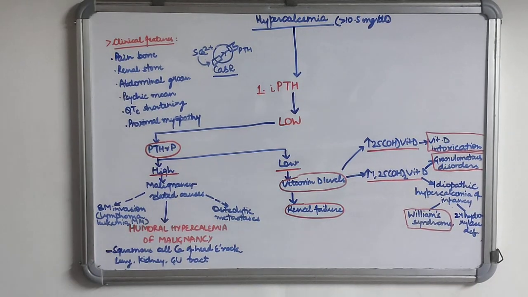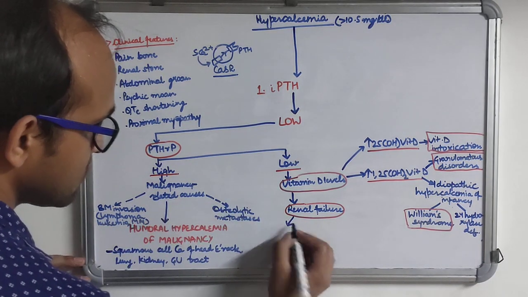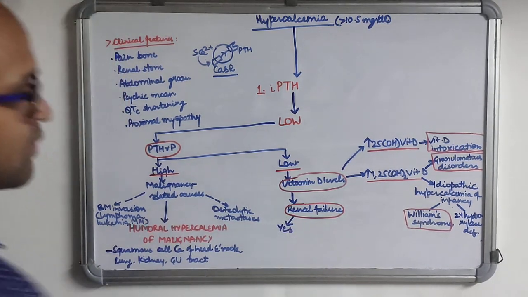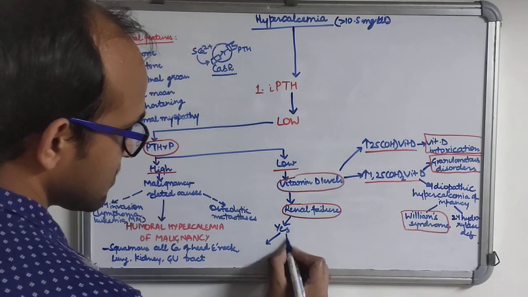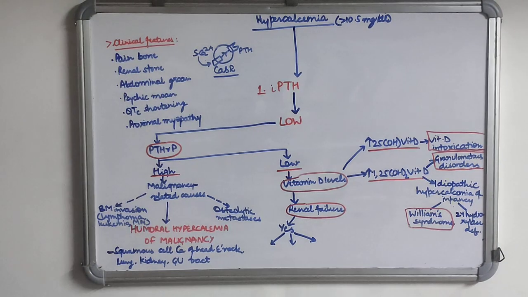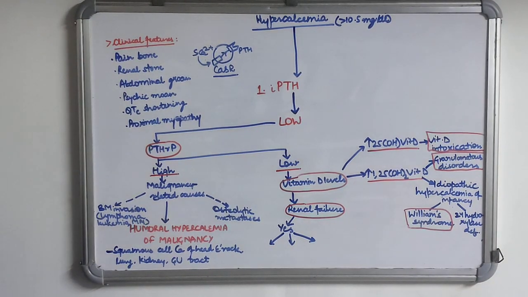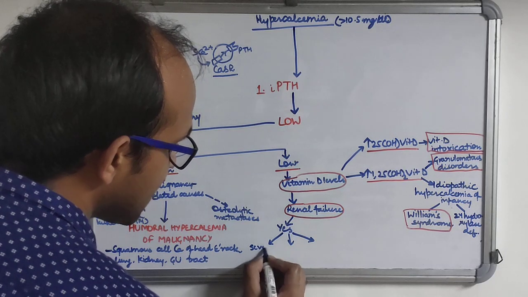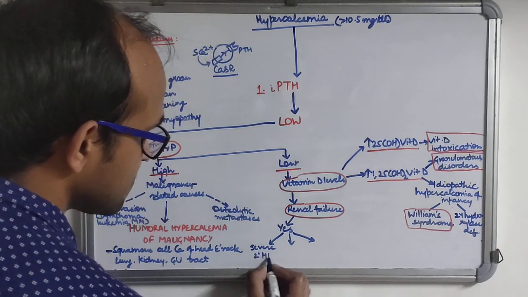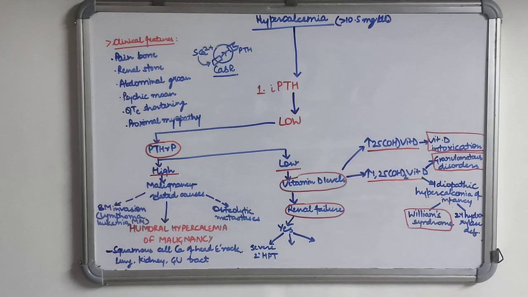So if renal failure is present, what could be the causes? Now, mind you, renal failure can result in a hypocalcemic state as well as a hypercalcemic state. The most important cause of hypercalcemia is severe secondary hyperparathyroidism. Severe secondary hyperparathyroidism can result in hypercalcemia.